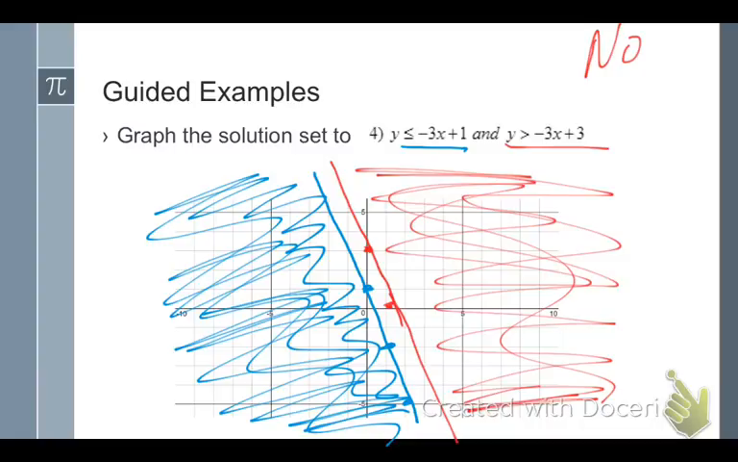Now, if this had been a less than, you would have had an overlap, or if the first equation had been a greater than, you would have had an overlap. But in this case, there is no area that gets shaded by both, so there's no solution.